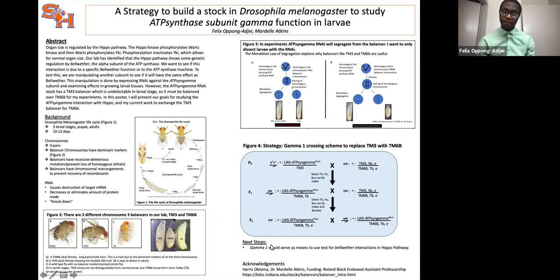So then we can use gamma to study bellwether, along with bellwether, to study how they both function in the Hippo pathway. So with gamma balanced over the right chromosomal balancer, which is TM6B, we can dissect the right larva. We can look at the cells of both gamma 1 as well as bellwether, and we can see if bellwether truly has its own function as it relates to the Hippo pathway, or the ATP synthase machinery has the main function as it relates to the Hippo pathway, based on the comparison of gamma 1 and bellwether.